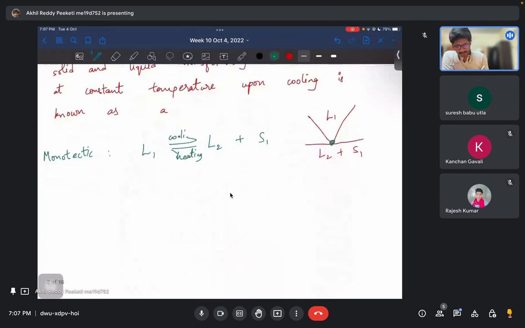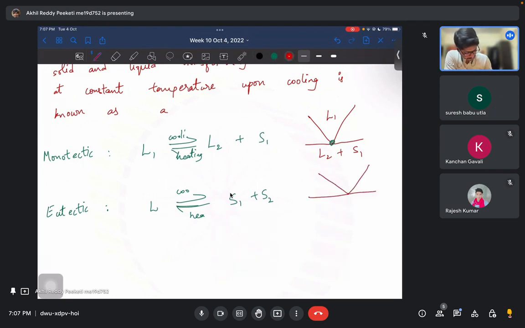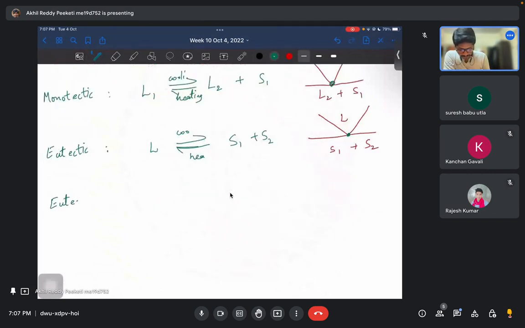The next one is eutectic. Here, one liquid gives rise to two solids. In the phase diagrams, it would look something like this. One liquid gives rise to solid 1 plus solid 2. So this would be a eutectic point. Next, we have eutectoid. In that, a solid gives rise to two new solids. That would look something like this.